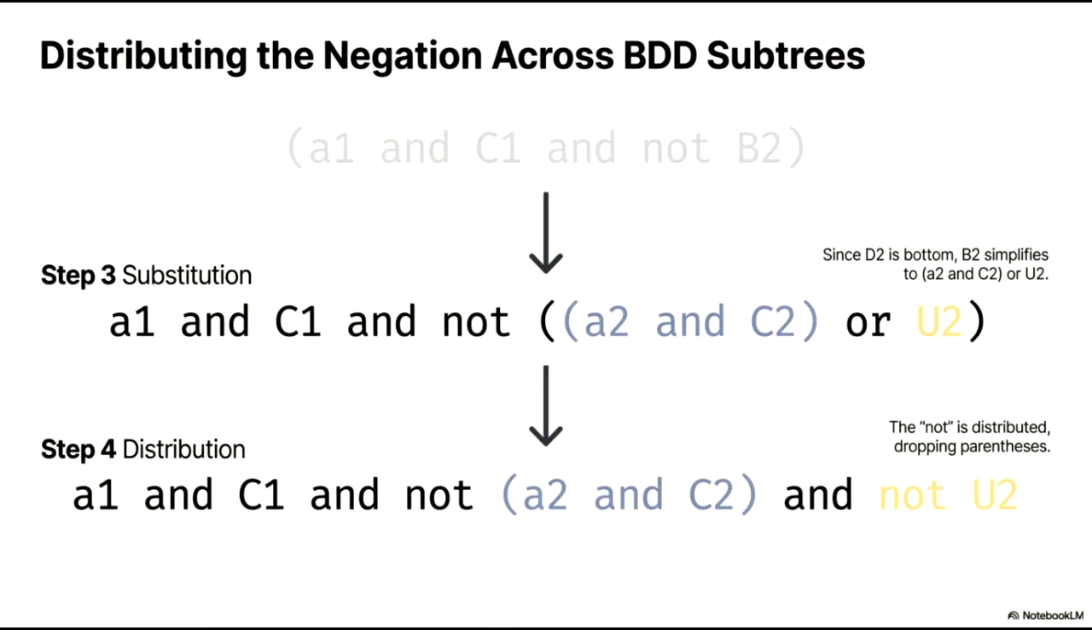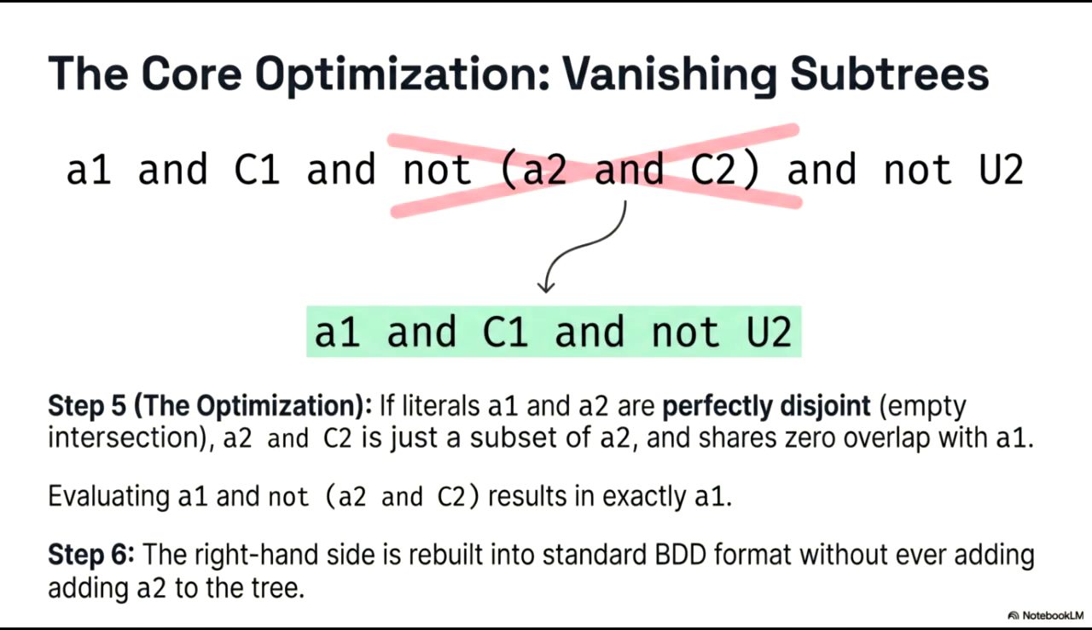This substitution results in the logical statement A1 and C1 and not (A2 and C2 or U2). Next, in step 4, we perform the distribution. Here, the not operator is distributed across the terms within the parentheses. By applying De Morgan's law, the internal OR becomes an and the negation is applied to both subexpressions. This allows us to drop the outer parentheses, resulting in the final form, A1 and C1 and not (A2 and C2 or U2). The core optimization we are discussing is the concept of vanishing subtrees.